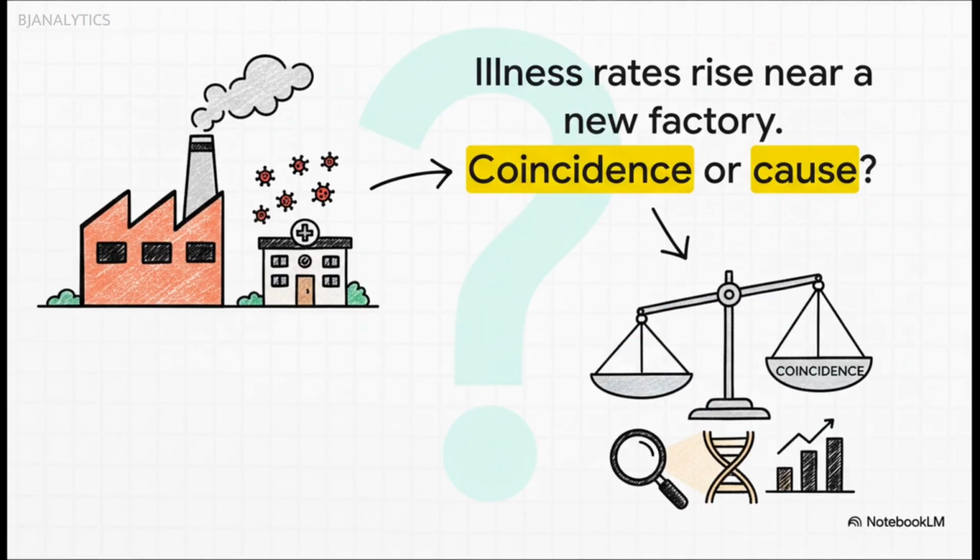A brand new factory opens up in a small town. Great news for the economy, right? But then doctors start noticing more and more people getting sick with a rare illness. So what's going on? Is it just some awful coincidence? Or is that factory the real culprit? How in the world do you find the truth?